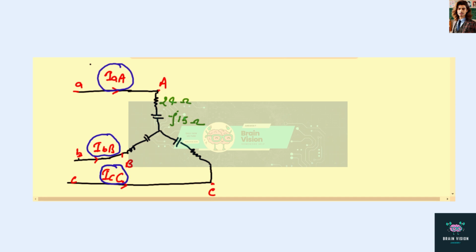As you can see, the impedance in each branch is the same. This is the neutral point, so the loads are connected in a balanced Y connection. That's why I have not written all the impedances, because the value of each impedance is the same.